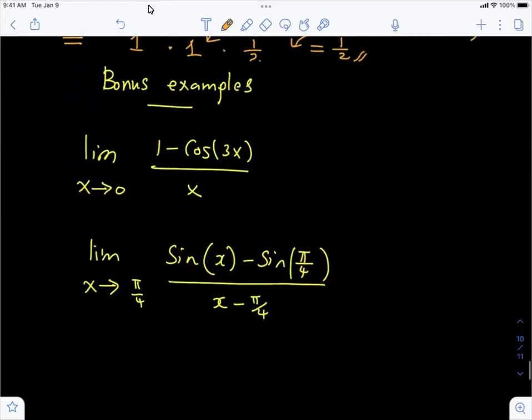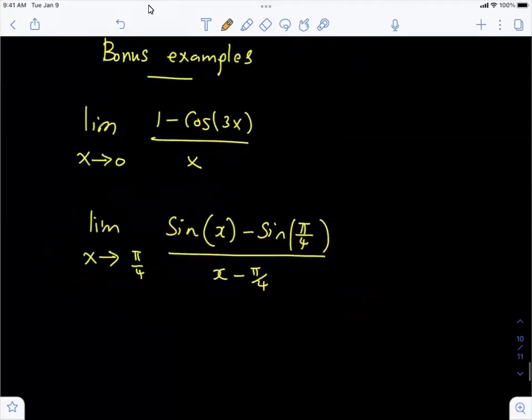trigonometric limits, and you will find more interesting examples in Mathematize problem solving sessions. But beyond that, this summarizes pretty much all different aspects of trigonometric limits that you should be familiar with.